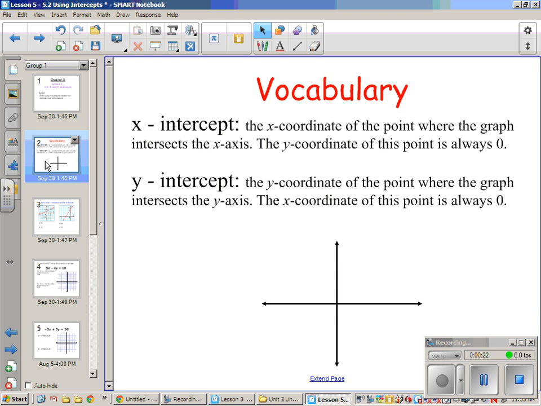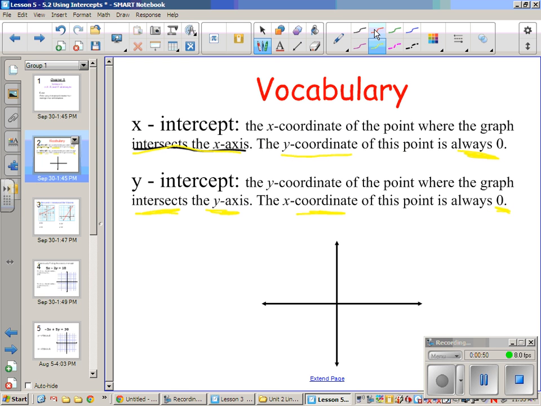The x-intercept is the x-coordinate of the point where the graph intersects the x-axis. So what you need to write down is intersects the x-axis. And the key thing to notice is the y-coordinate of this point is always 0. That's for the x-intercept. The y-intercept is the y-coordinate where it crosses the y-axis, but the x-coordinate, notice, is always 0.